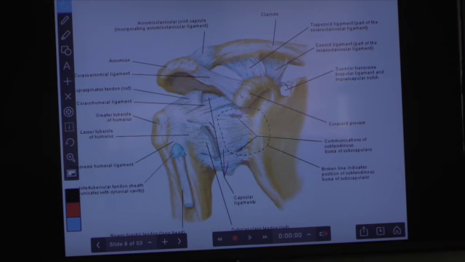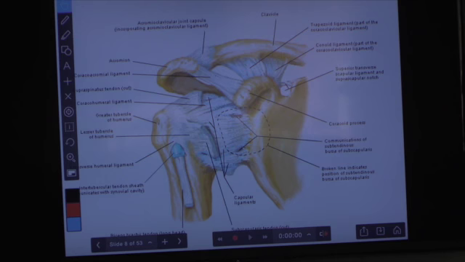So in this joint right here, we have the following ligaments. These are common ligaments, so I will not stay too much on them. The acromioclavicular joint has an acromioclavicular ligament. So that one you can make an educated guess. Then we have the trapezoid ligament and the conoid ligament. Now, those ones are referred to as one ligament. It's actually called the coracoclavicular ligament.